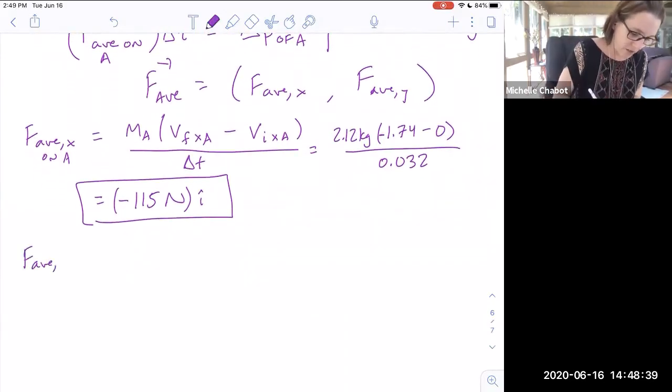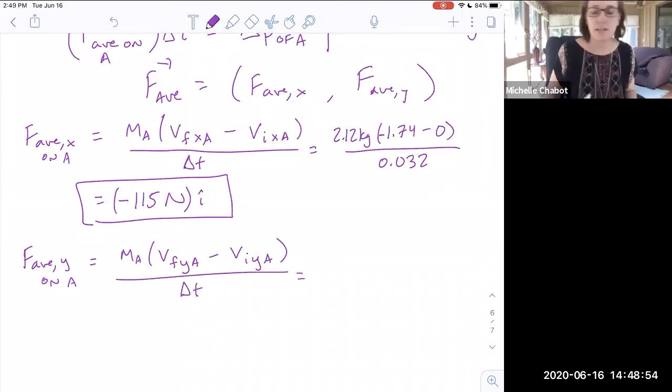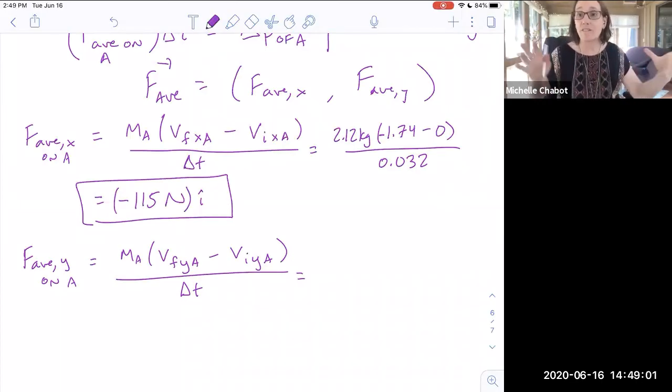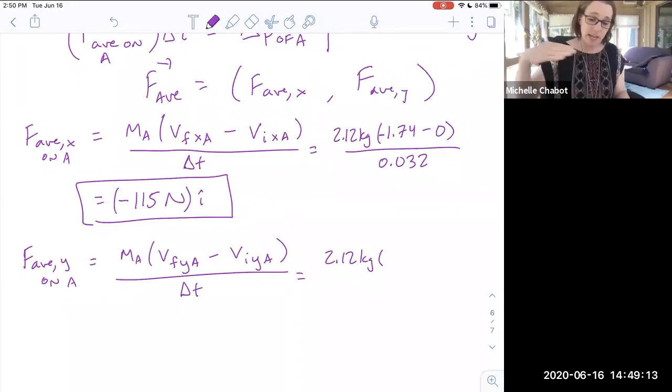So F average in the Y direction on A will again be equal to the mass of A times V final in the Y direction of object A minus V initial in the Y direction of object A, all over delta T. Just be very careful as you're writing all these things through. The worst thing you can do is mix up X and Y or initial and final. You need to keep track of all of these terms. So the more labels, the better. All right, so 2.12 kilograms, V final in the Y direction of object A. Well, remember, it had none because it was headed directly to the left.